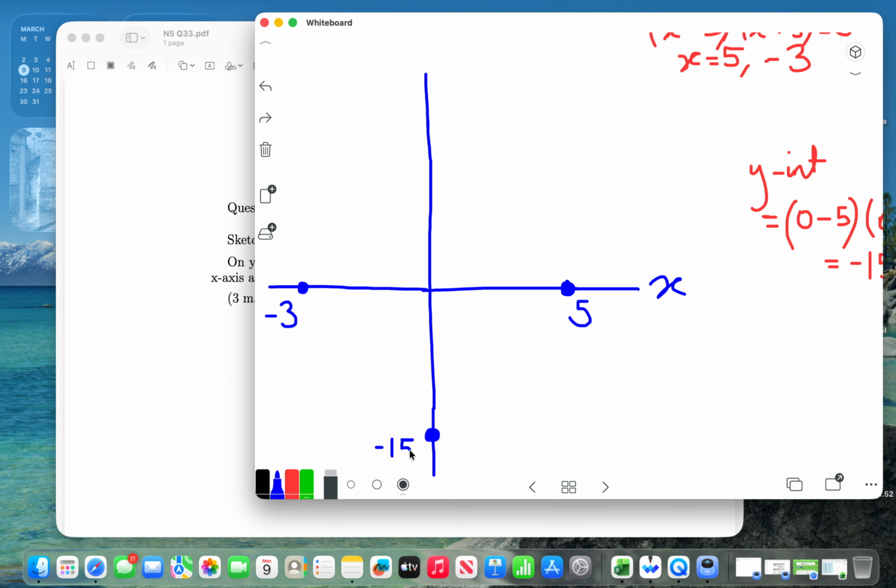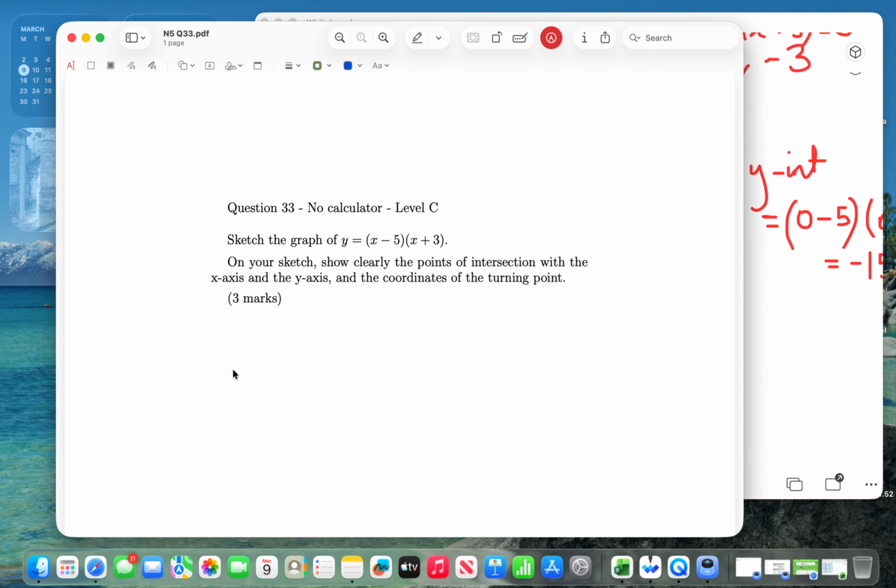And the other thing we want is the turning point. If you expand these out, you'll notice that you've got an x squared term with a coefficient of 1. So the coefficient is positive, so it has a minimum turning point. To think about it in layman's terms, the parabola will have a smiley face. If that coefficient is negative, it's a sad face and you have a maximum turning point.